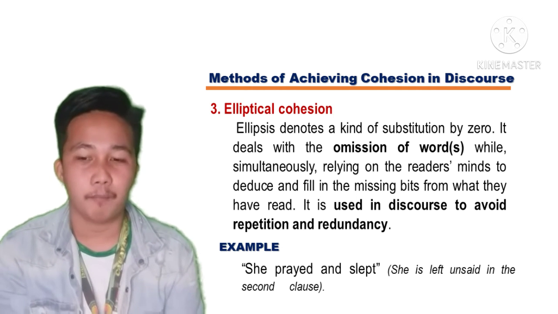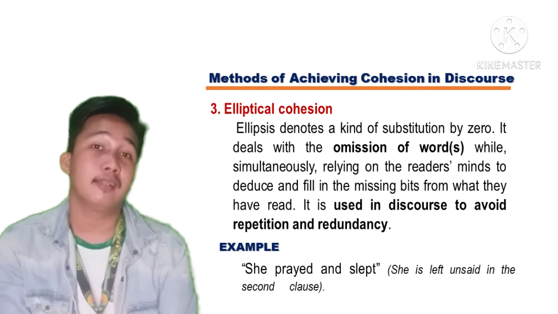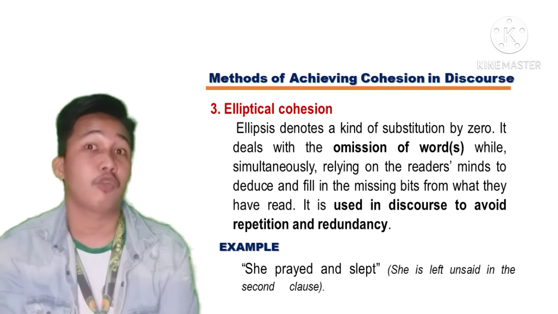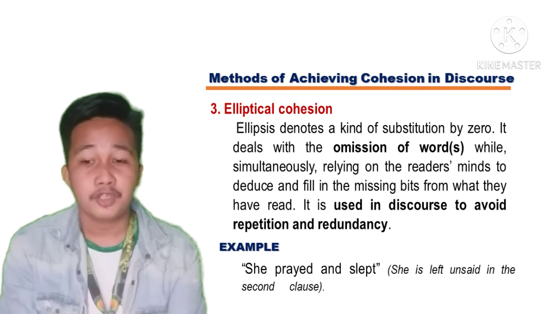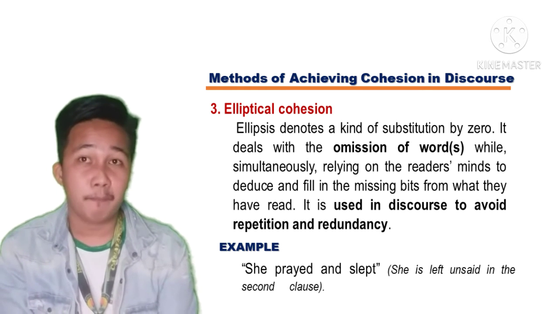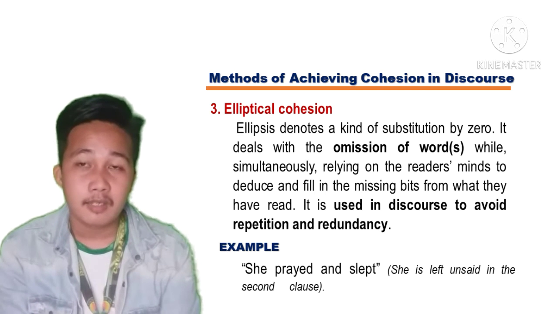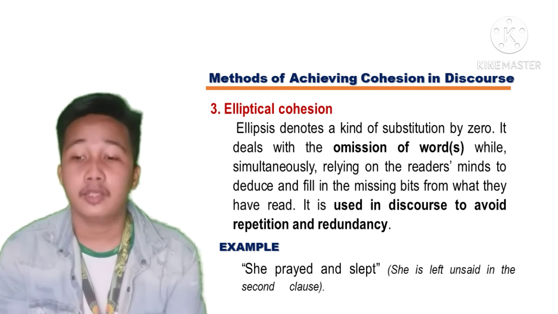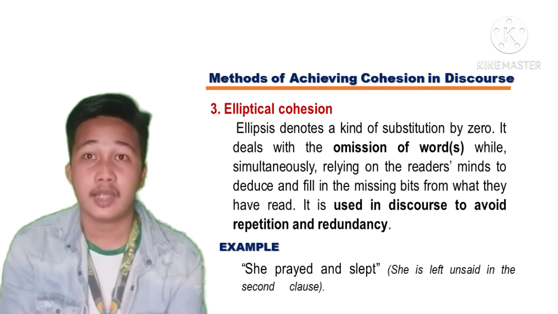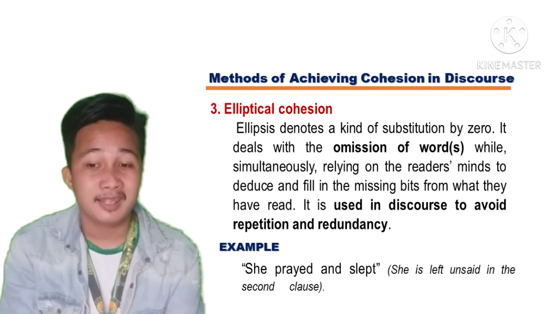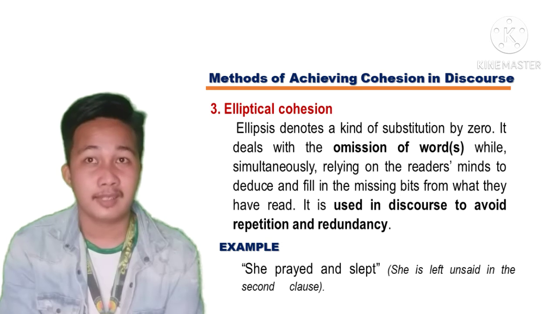So we have an example here. She prayed and slept. So "she" is left unsaid in the second clause. Instead of saying "she prayed and she slept," we omit the word "she" for the second clause. It is unsaid in the second clause. This is to avoid repetition or redundancy.